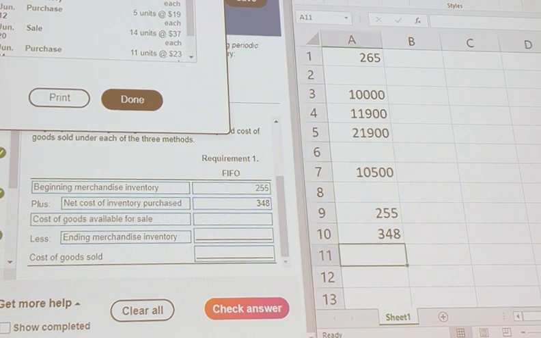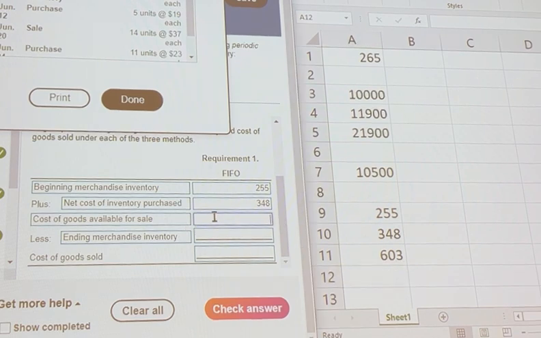And then to add together the beginning inventory and the purchases to get cost of goods available for sale, that would be 603. So these first three lines that we filled out, those are going to be identical regardless of which of the three costing methods we're using.